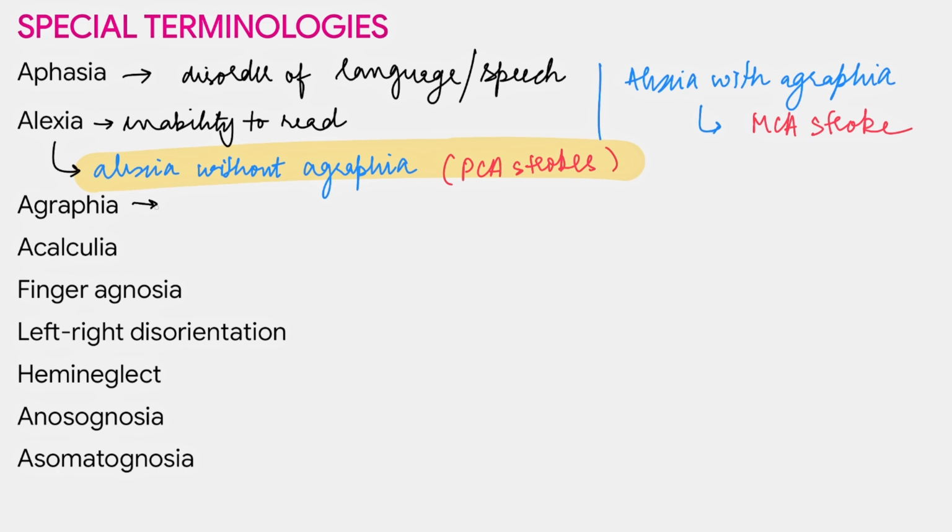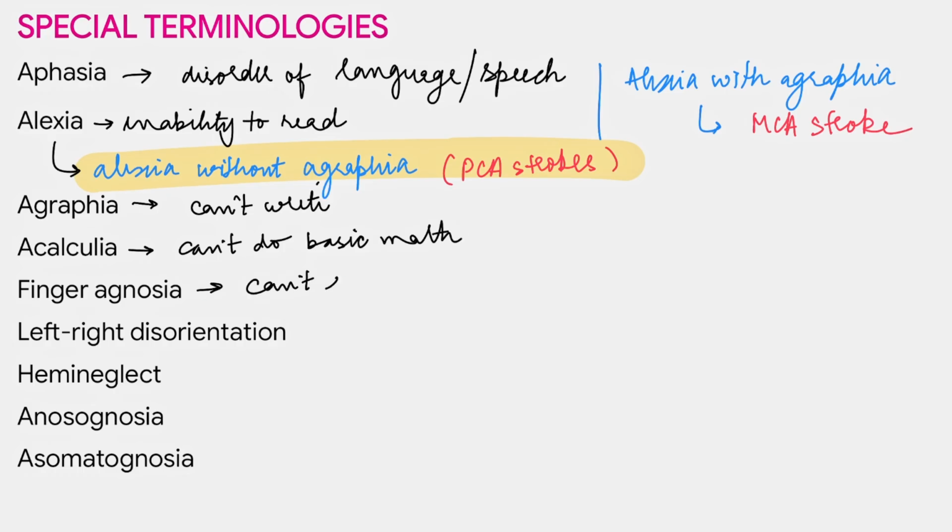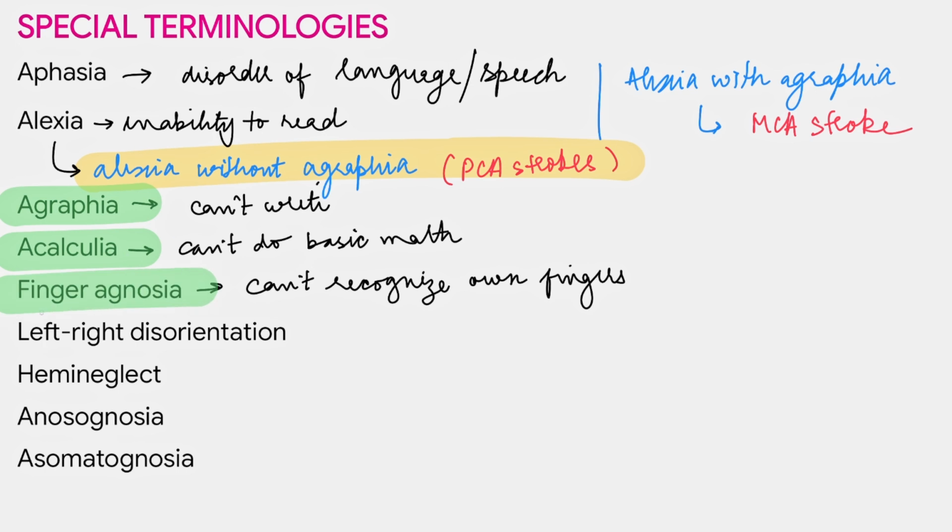What is agraphia? Agraphia is when the patient can't write. Acalculia is he can't do basic math. Finger agnosia, we discussed, the patient can't recognize his own fingers. And left-right disorientation. If you remember, these four, agraphia, acalculia, finger agnosia, and left-right disorientation, are the tetrad of Gerstmann syndrome.